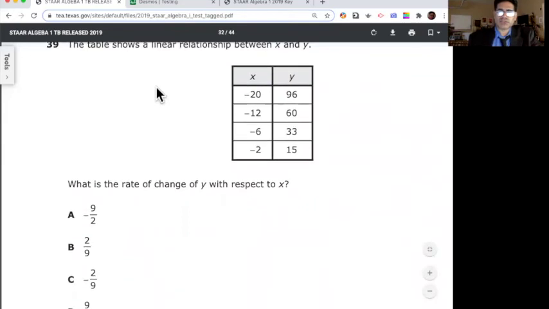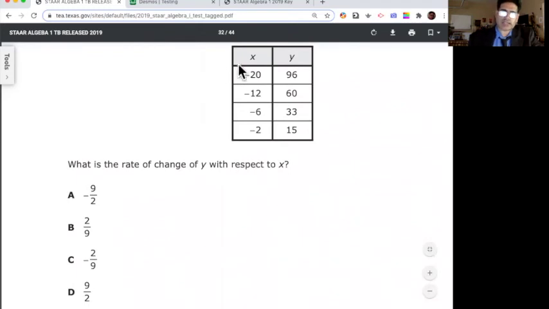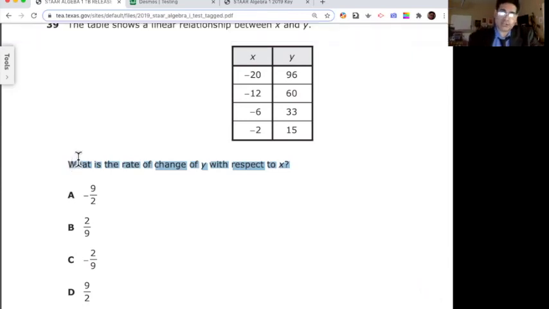The table shows a linear relationship between X and Y. There's your X column, there's your Y column on a table. As always, I encourage you to create the table, even though you may not need it. Go ahead and create it anyway. You have the time. Here's the question, and based on the question, you may say, I really don't want to do the table, but again, I still encourage it. What is the rate of change?